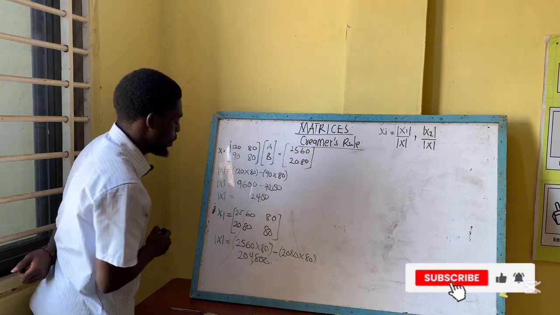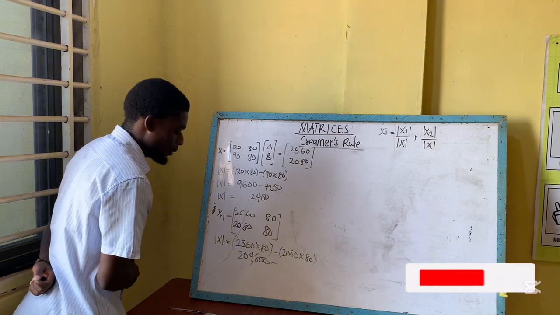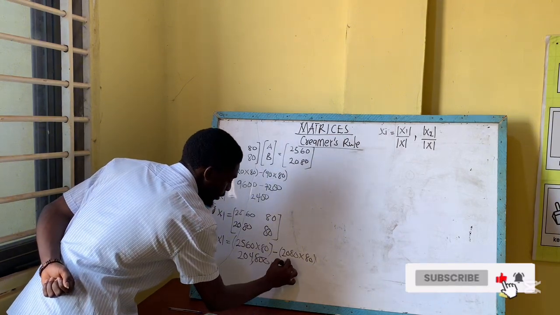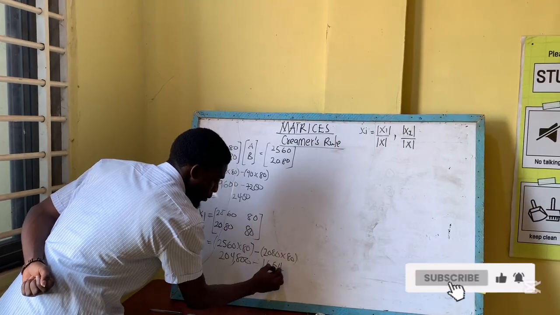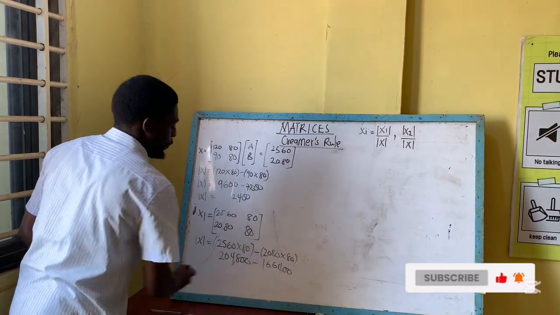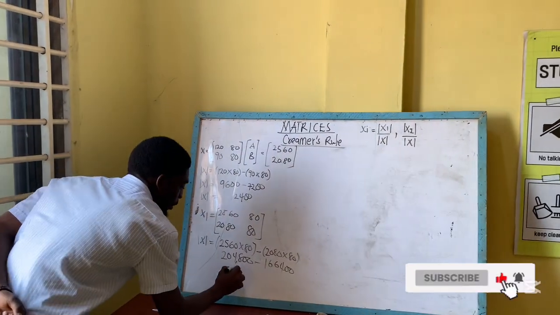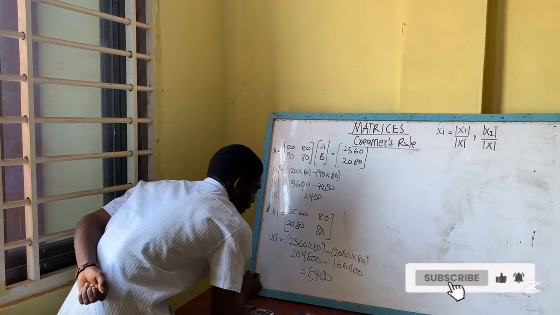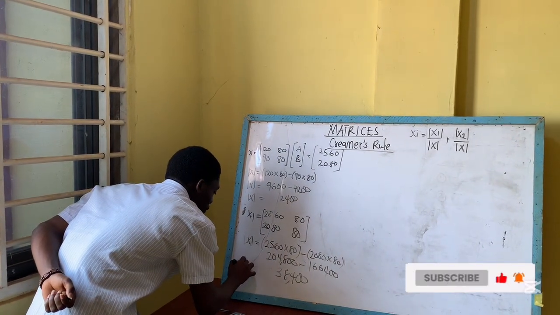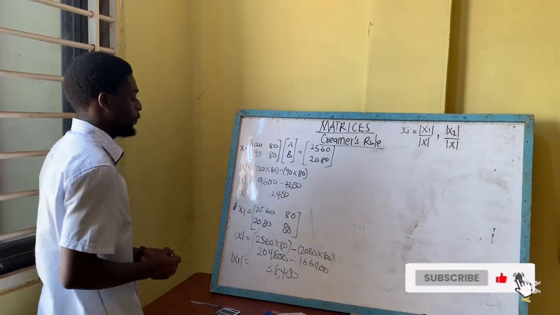204,800, minus 2,080 times 80, which also gives us 166,400. Now, if you take the difference of this, we are going to have 38,400 as our determinant for matrix X1. So the determinant for matrix X1 is 38,400.